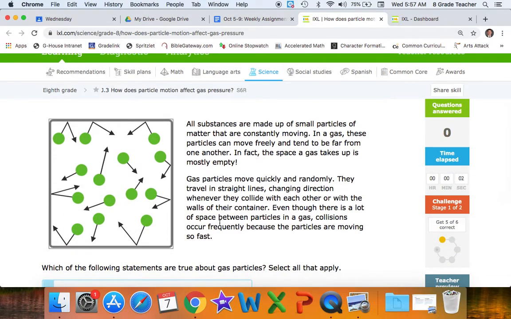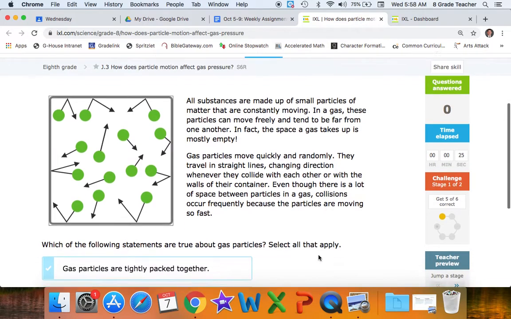All substances are made up of small particles of matter that are constantly moving. In a gas, these particles can move freely and tend to be far from one another. In fact, the space a gas takes up is mostly empty. Gas particles move quickly and randomly. They travel in straight lines, changing direction when they collide with each other or with walls of their container. Even though there is a lot of space between particles in gas, collisions frequently occur because the particles are moving so fast.